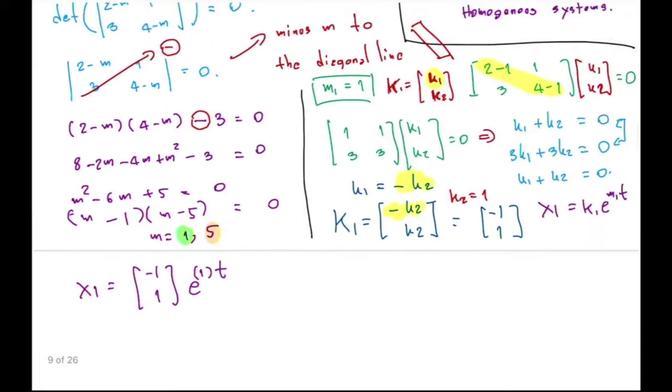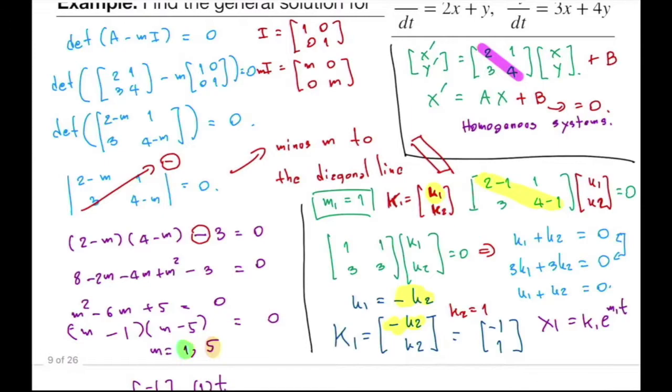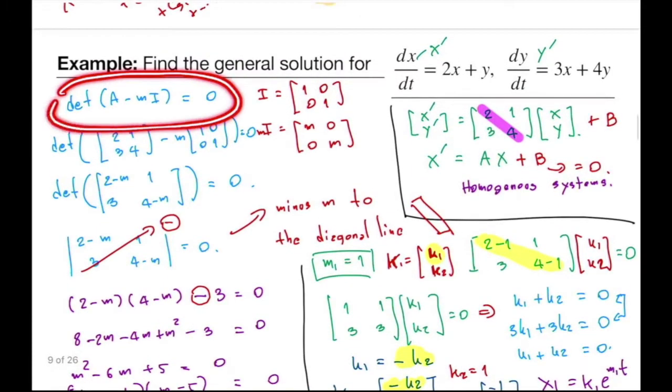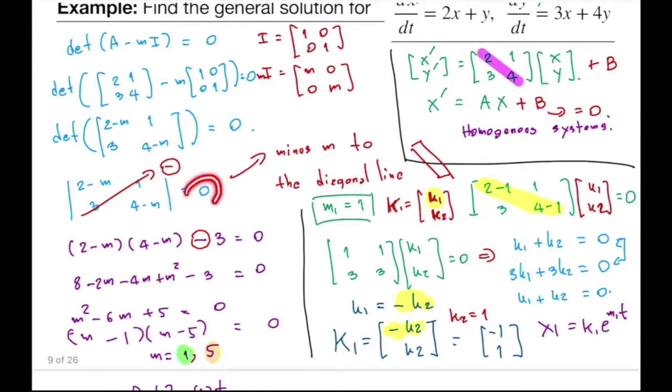Okay, let me run through this again. First, we look at the characteristic equation. We solve the characteristic equation, which is 2 minus m on the diagonal of A, and then you let it be 0. Then you solve for m, you get 1 and 5. First, we look at m1 equals 1. Then we need to find the eigenvector, right?